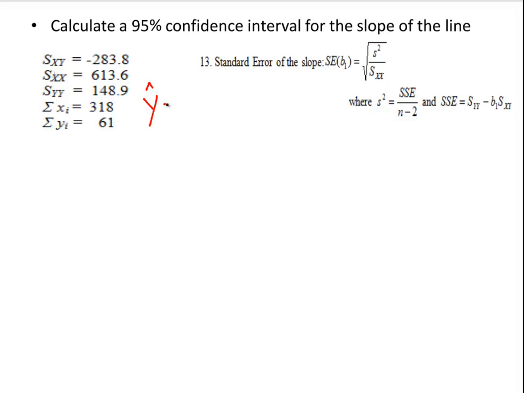So y hat, the estimate for y, was equal to 20.73 minus 0.46x. Now, just as a quick remark, this value here is what we are looking to find a confidence interval for. So that's going to be the point estimate. The point estimate is the slope, which is b0, okay? And that is the first part of our 95% confidence interval.